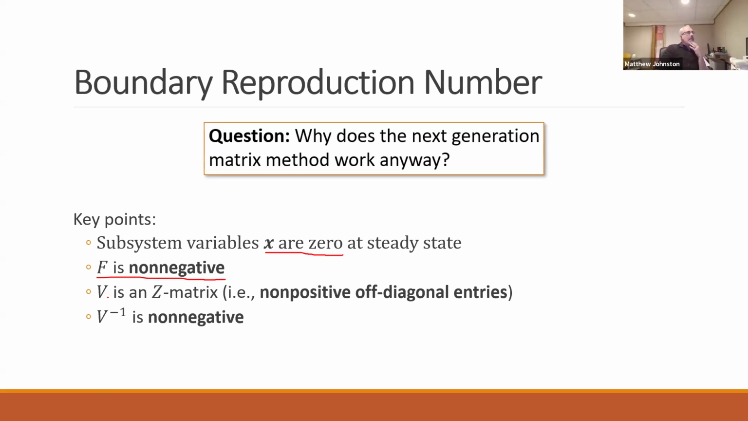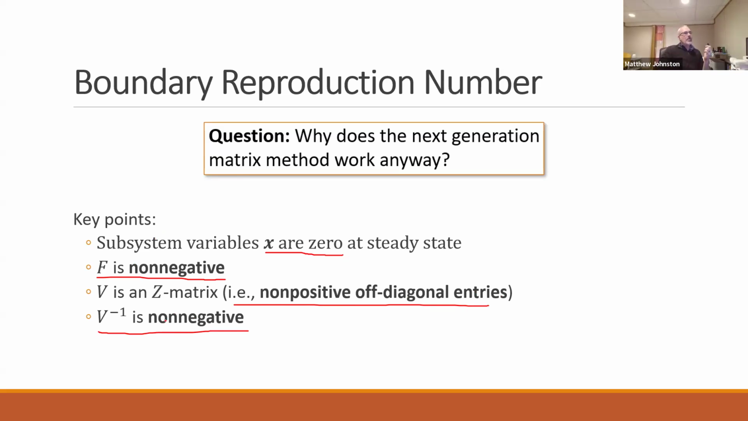That term here. I need V to have a specific sign pattern. It needs to have non-positive off-diagonal entries. That's going to be something we check. And I need V to be invertible, first of all, and then I need it to be non-negative, right? But if I have this set of things, I don't need anything more. I don't need any of the new infection stuff. I don't need any of that epidemiological structure. None of it was necessary. The epidemiological structure just guaranteed this was true.